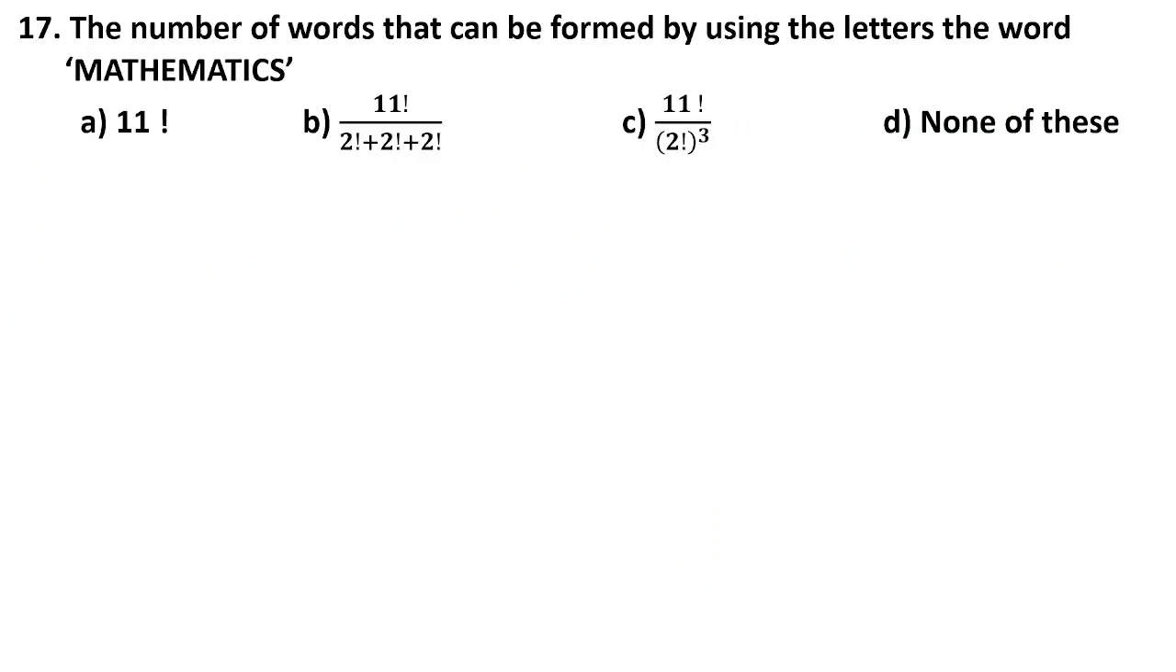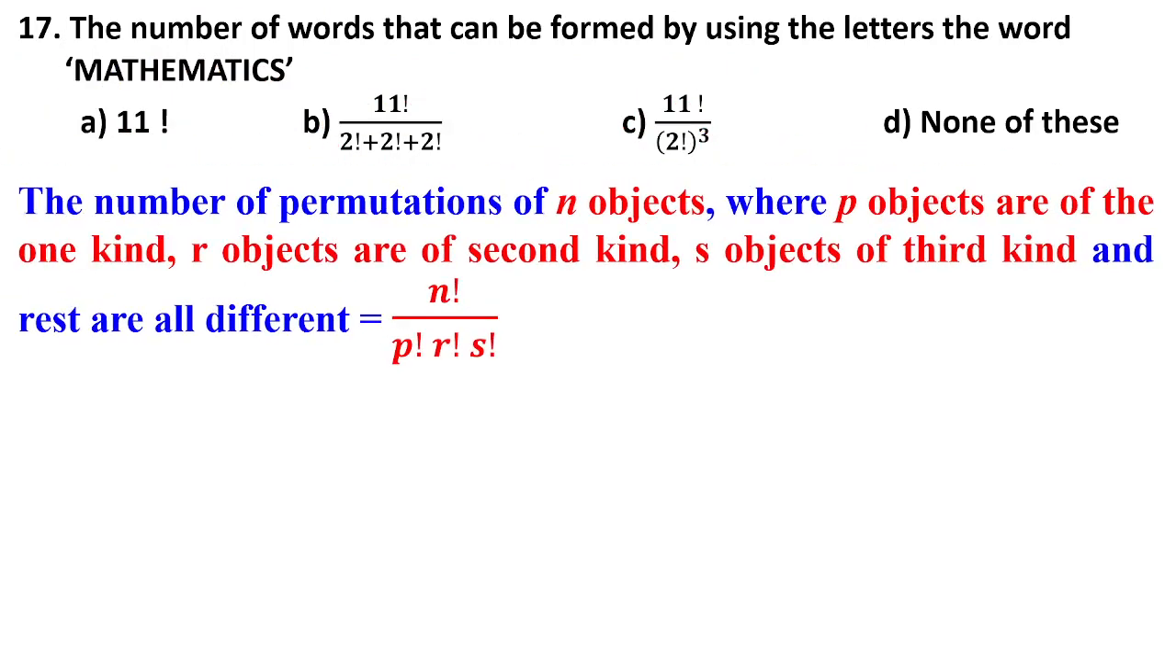Question number 17. The number of words that can be formed by using the letters of the word mathematics is. How many letters are there in mathematics? There are 11 letters, but we will have a formula. The number of permutations of n objects, where p objects are of one kind, r objects of the second kind, s objects of the third kind, and the rest are all different, is n factorial by p factorial into r factorial into s factorial.